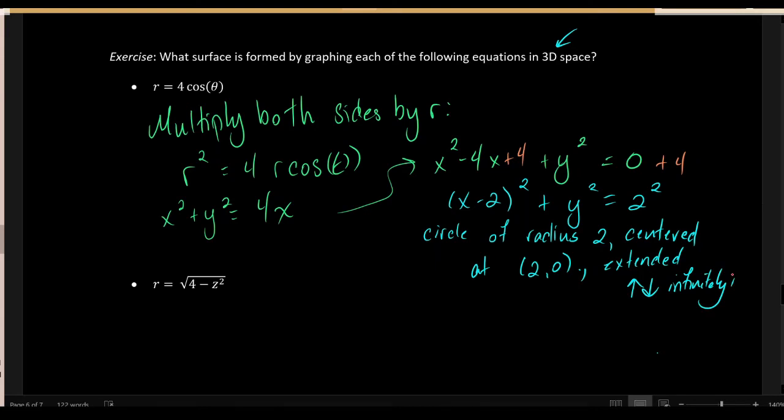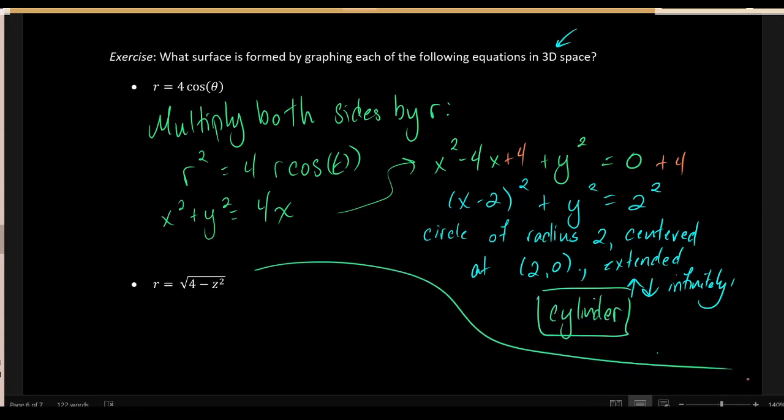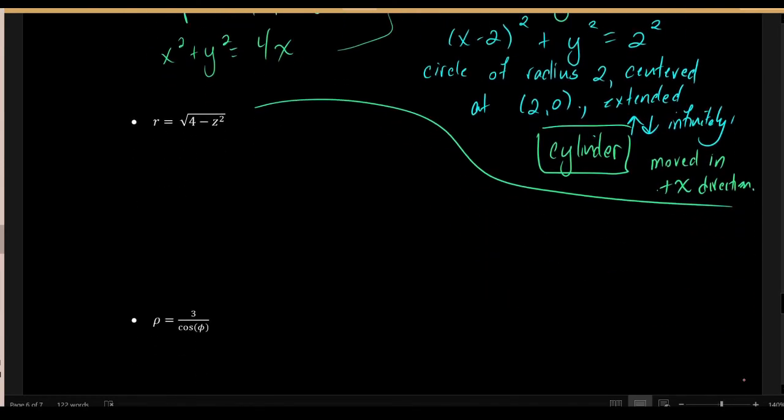As a result, that circle in 2D gets transformed to a cylinder in 3D. Not a cylinder centered around the z-axis, but a cylinder that's been displaced slightly and moved a little bit in the positive x direction. We could take a similar approach here.